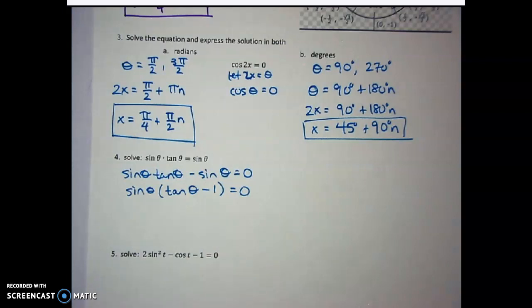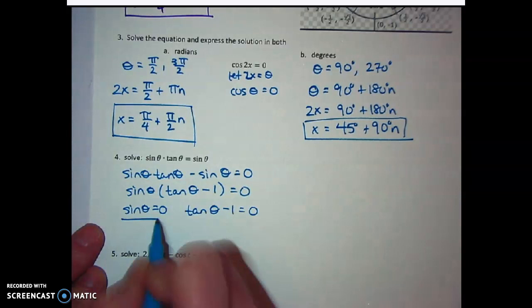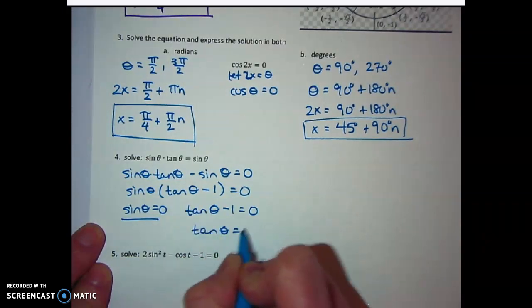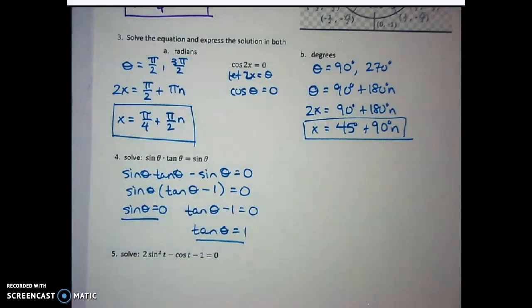Then after we factor the sine out, we're going to apply the zero product property, which means we can set both of those factors equal to 0. So now we need to know when is the sine of theta equal to 0, and when is the tangent of theta equal to a positive 1. So go ahead and use your unit circle, pause the video, and write down your solutions in radians.